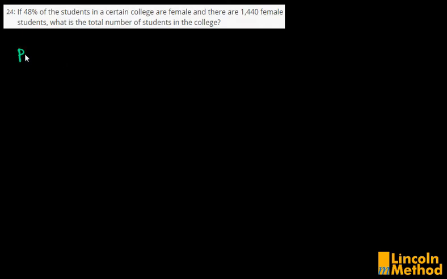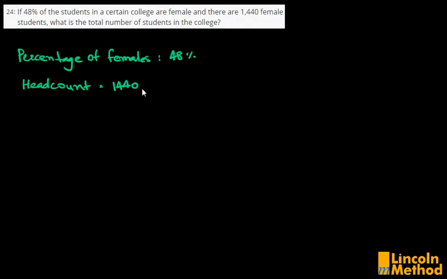So the percentage of female students, the percentage of females, is 48%. And what this percentage equals in numbers, or in head count, I'll just label this as head count, is 1440. What is the total number of students in the college?